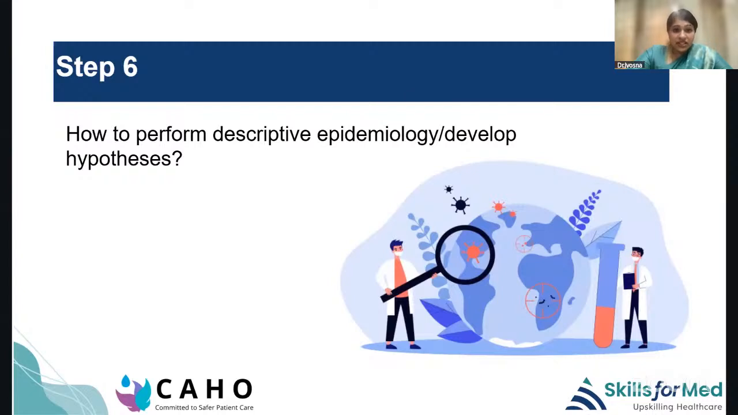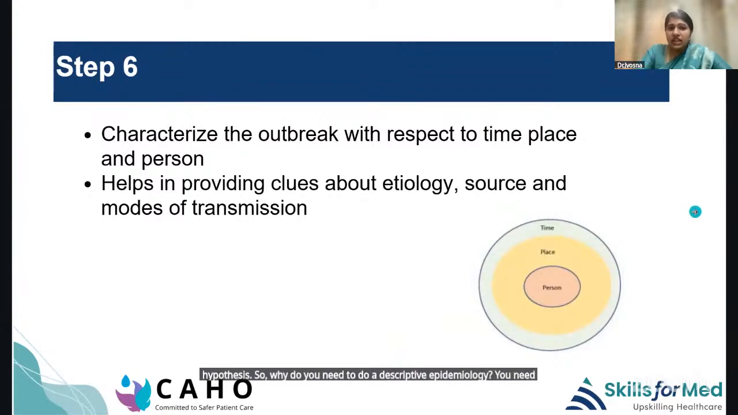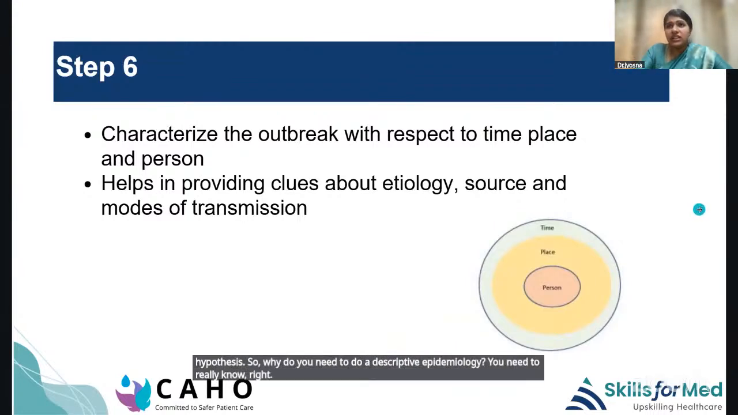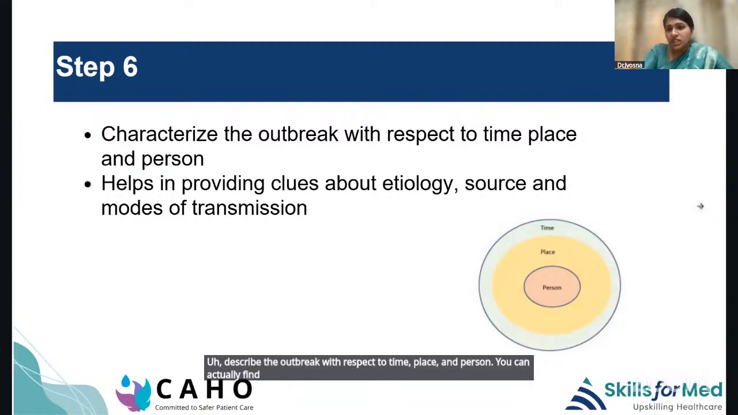Now, step 6 is how do you perform a descriptive epidemiology or develop a hypothesis. So, why do you need to do a descriptive epidemiology? You need to find the etiology, you need to find the source, mode of transmission. So, only if you describe the outbreak with respect to time, place, and person, you can actually find out more about the outbreak and arrive at a conclusion.